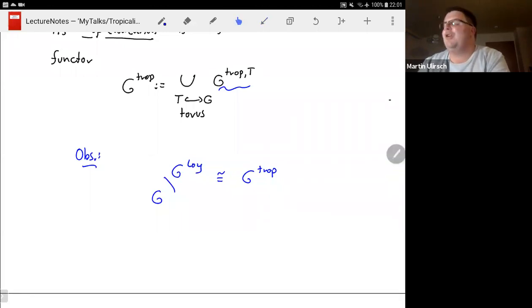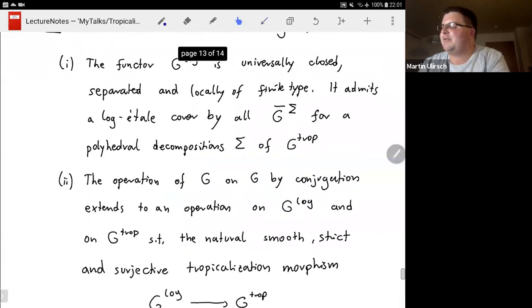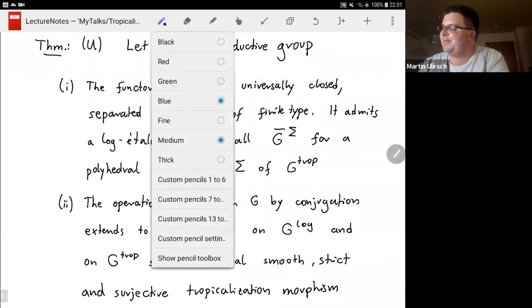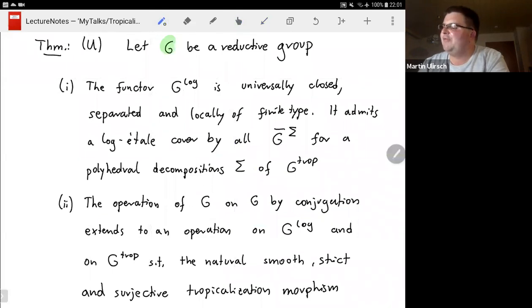Okay, now we have given the definition, and from the story that Jonathan and Sam Molcho have developed, a lot of things follow more or less automatically, and that's just summarized here, and after this I'll stop. So let G be any reductive group over the complex numbers. Then this thing is universally closed, it's separated, it's locally of finite type. In fact, it admits a log étale cover by the toroidal compactifications from earlier. And that just proves it all, combining it with the result of Molcho-Weiss.